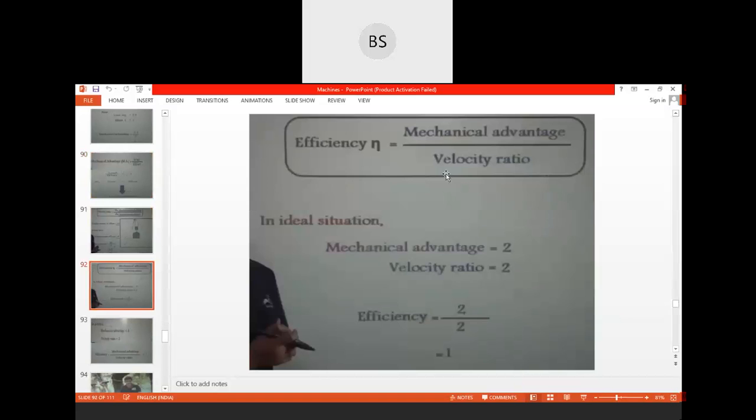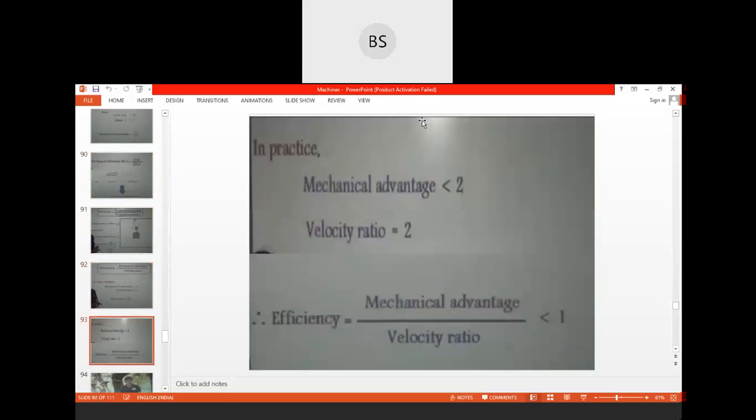Okay. So let us find out the answer for efficiency also. For an ideal machine or ideal situation, we got mechanical advantage 2 and velocity ratio 2 in previous slides. So just substitute these values in this efficiency formula. So efficiency is equals to 2 divided by 2, 2 and 2 get cancelled. What will be the answer? The answer is 1. So for efficiency we got 1. So these are the 3 things for the single movable pulley, only for ideal situation.